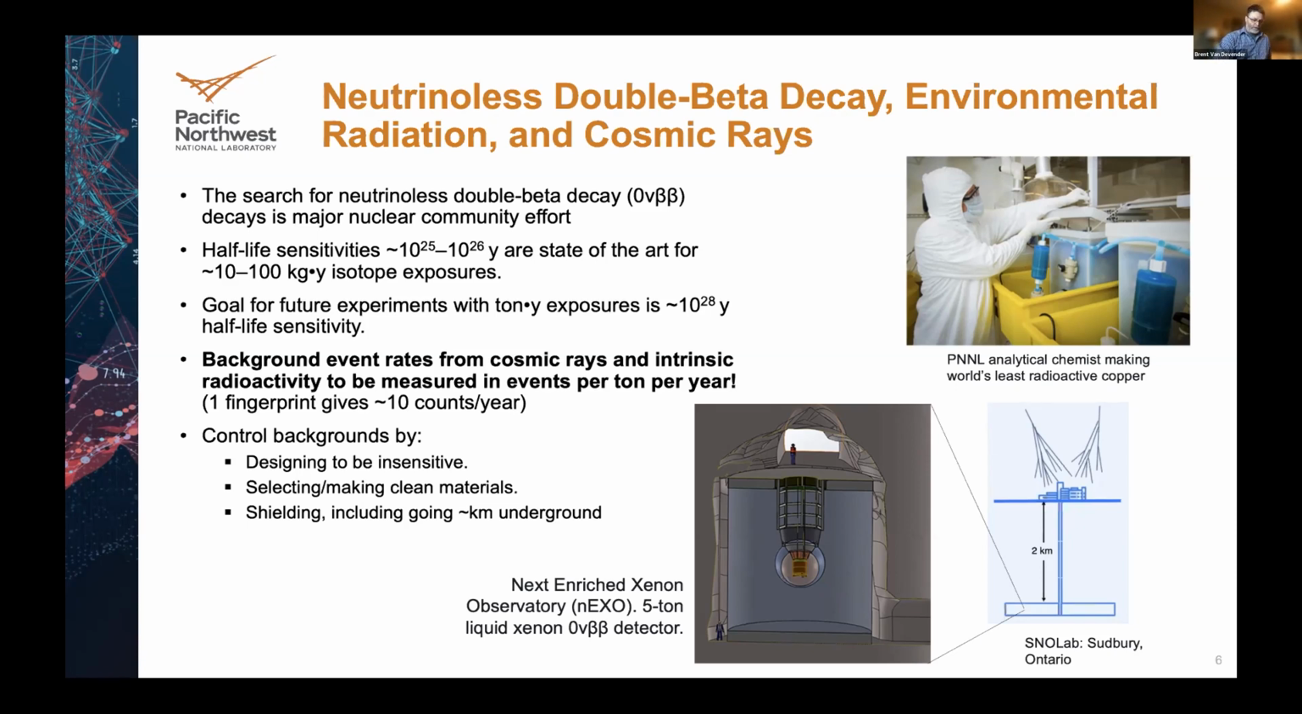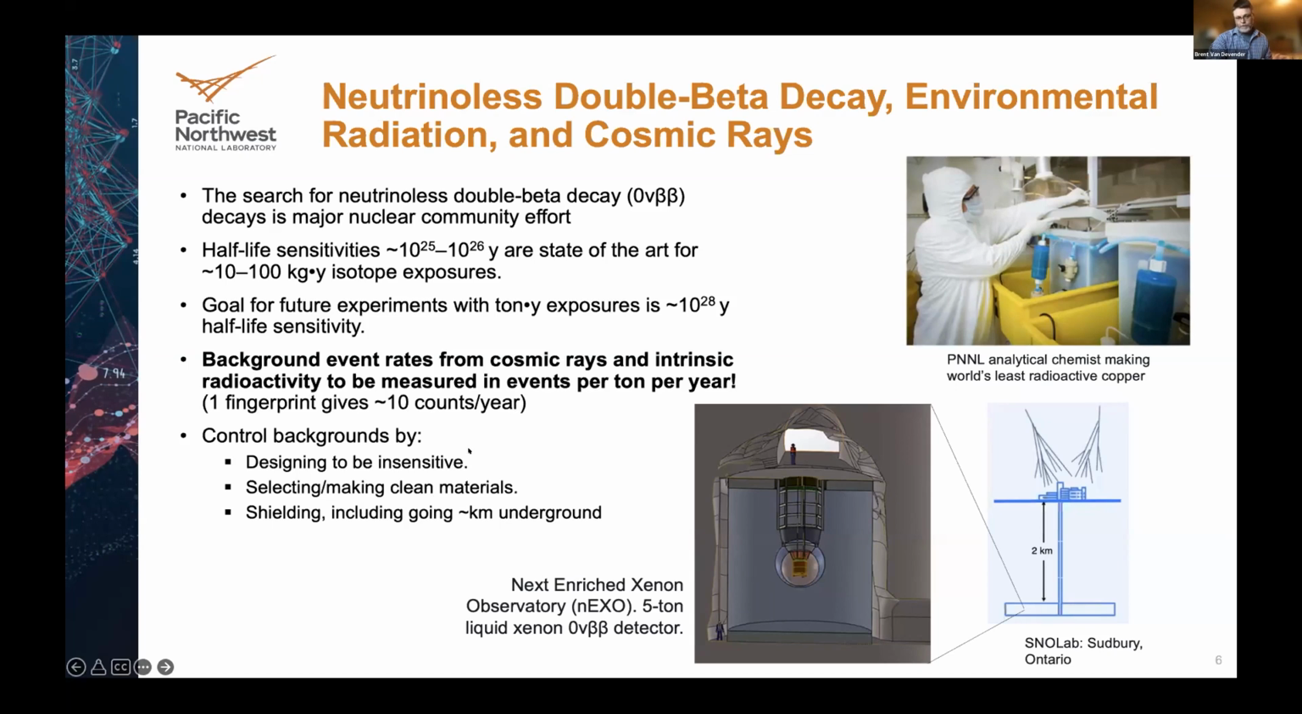We go to really extreme measures. Well, and to give you an example of the scale, we will have tons of materials exposed, and we can only tolerate something like 1 radioactive decay event per year per ton of material. And for reference, if you're not used to thinking about radiation, 1 fingerprint, if you get it on your detector, will give you 10 counts every year. And usually you put 5 fingerprints, not 1. So we can control this. It's a big part of what we do.